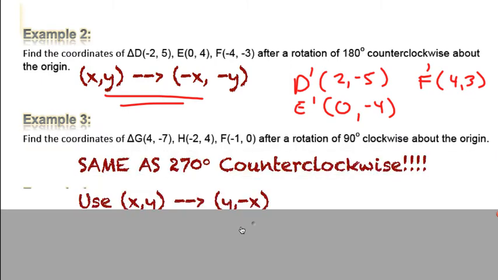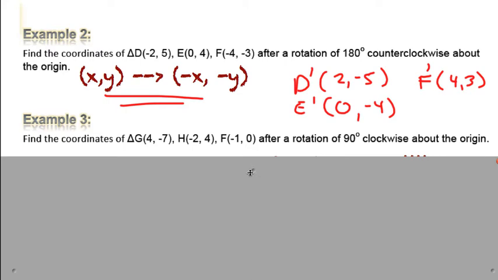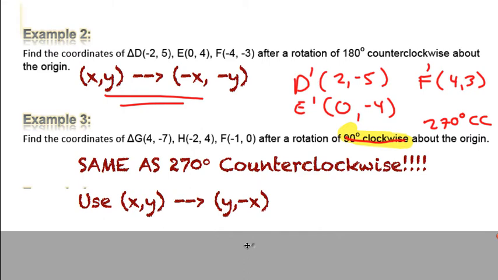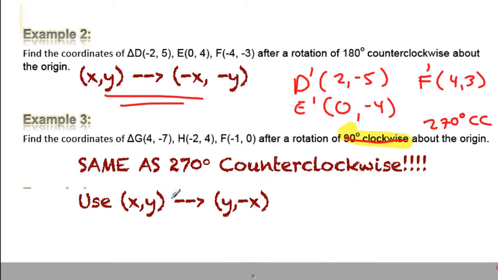How about example 3? All right, find the coordinates of GHF after a rotation of 90 degrees clockwise. You knew I had to throw one of these in. That's going the other direction. That's going the wrong way. So a rotation of 90 degrees clockwise, instead of that, we're going to use 270 degrees counterclockwise. It's the same image. So when we do that, we're going to use the rule (x, y) goes to (y, -x).